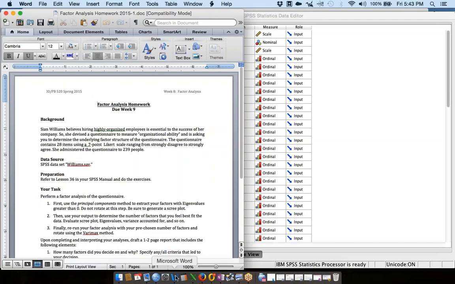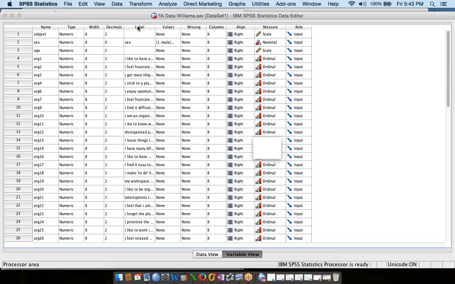Okay, so this is factor analysis week, week 8 in personnel 520. The background is you have a 28 item measure and you are analyzing it to see what the factor structure is underneath. So I open up the data set Williams.sav, and we're going to do first a principal components method, and we're not going to rotate at this step but generate a scree plot.